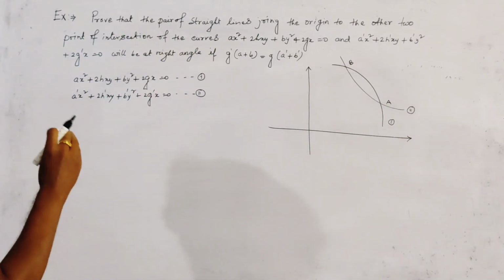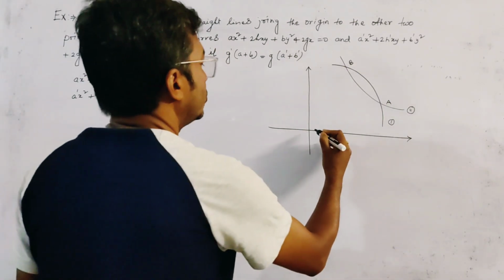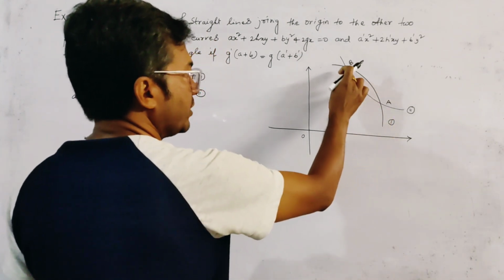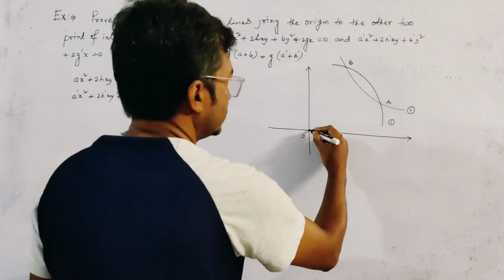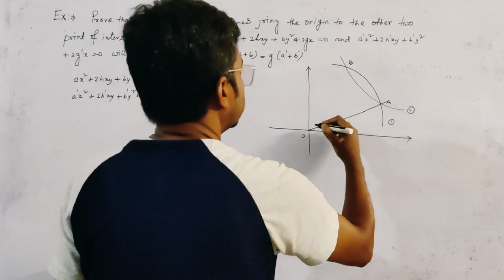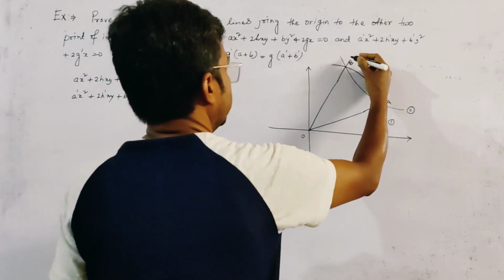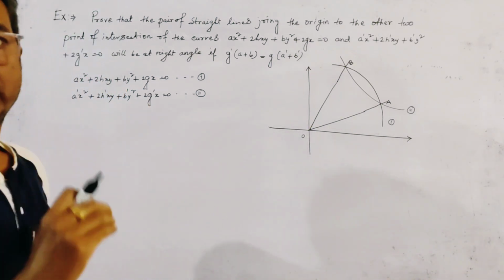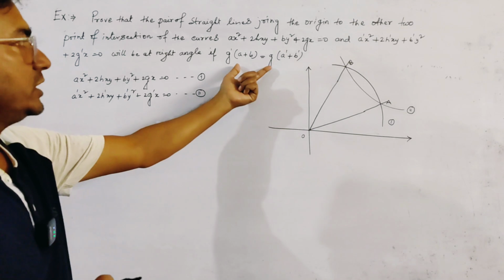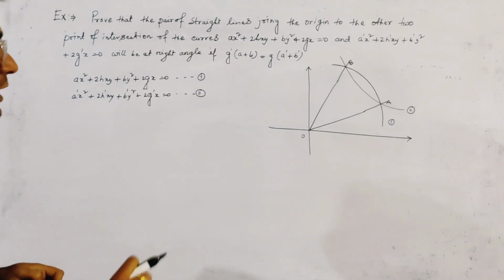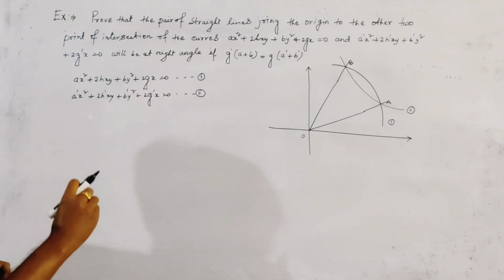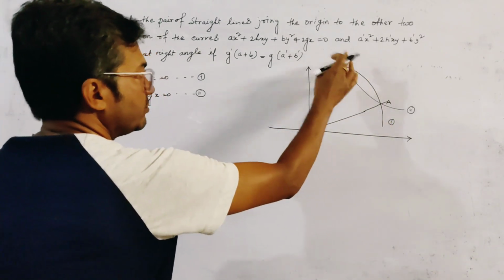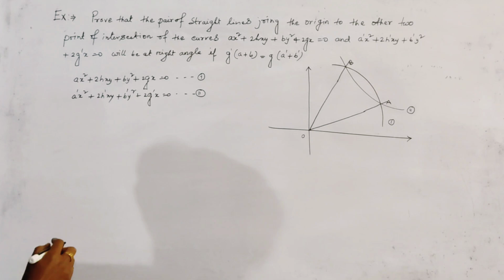We have to find the pair of straight lines that passes through the origin, this is O, and the points of intersection A and B of the two curves. So we have to find the pair of straight lines OA and OB. Then we have to show that these two are perpendicular to each other if this condition holds. Now we first have to find the pair of straight lines passing through the origin and through the intersections A and B. How to find this?